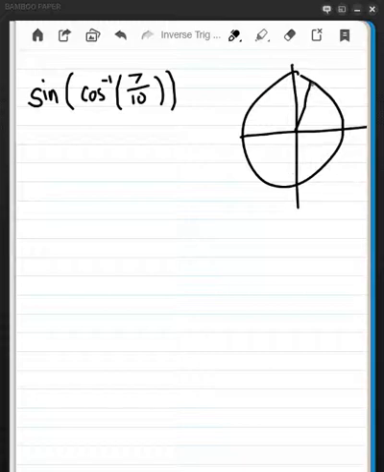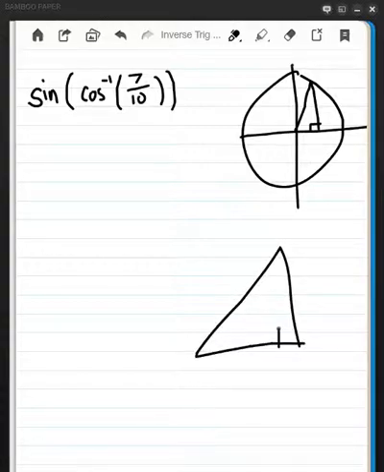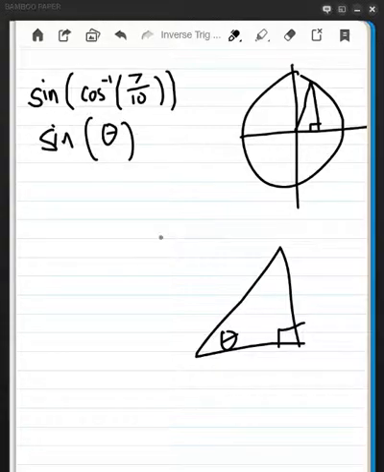Now what we're going to do is drop down the y value here, creating a 90-degree angle. So now we have a triangle. And that angle right there is the solution to this little tiny inside problem. So let's blow up that triangle so we can get a better look at it. This angle is the solution to the inverse cosine of 7/10. We don't know what the value is, and we're not going to know for a while, but our goal is to figure out the sine of that angle.